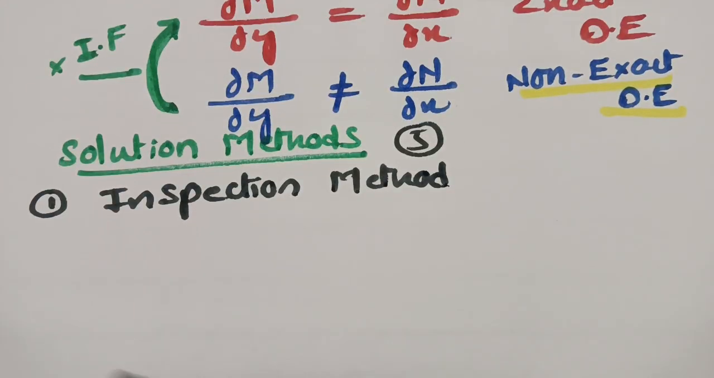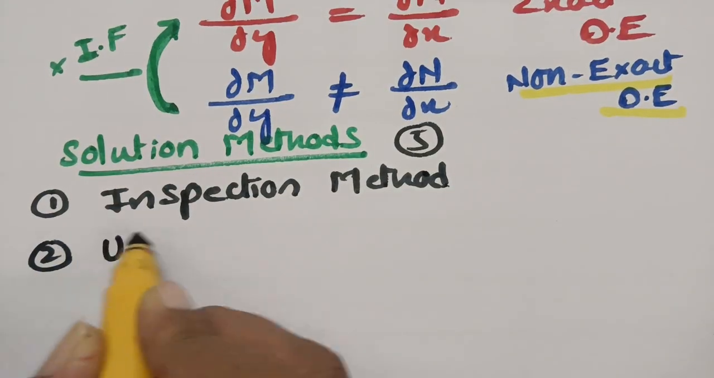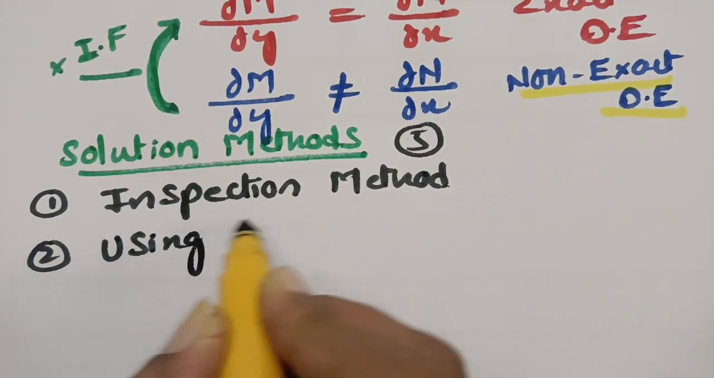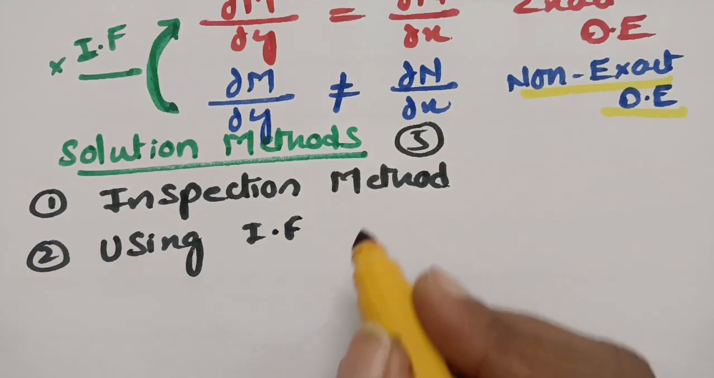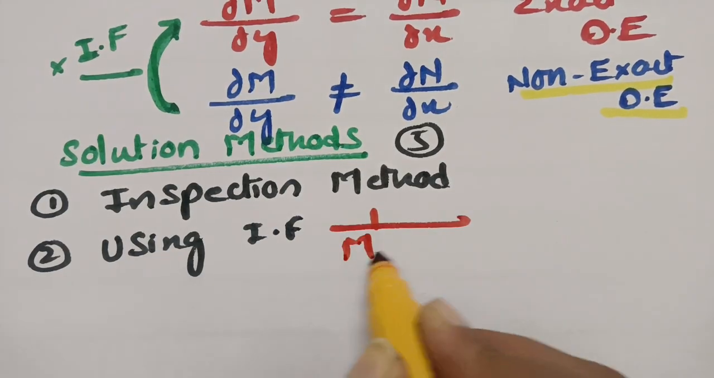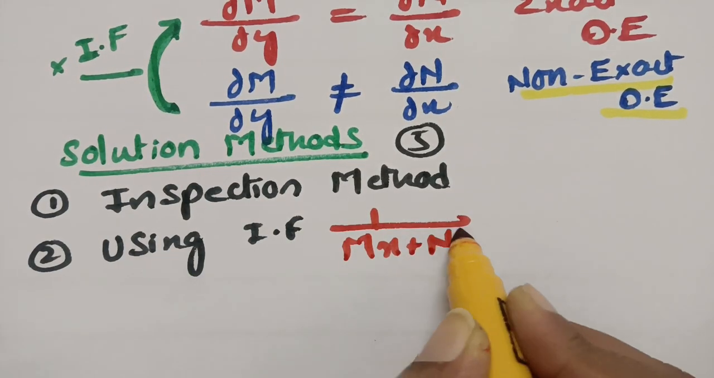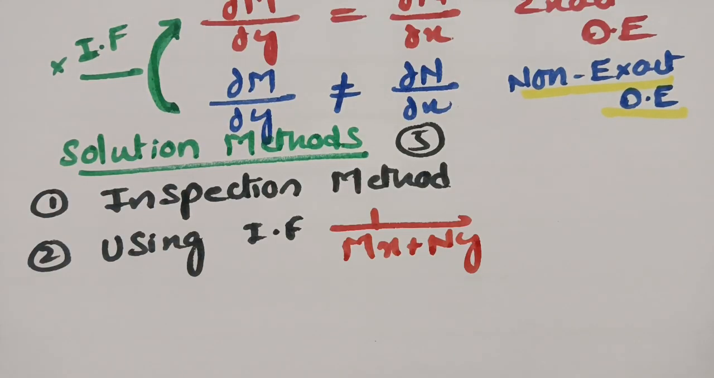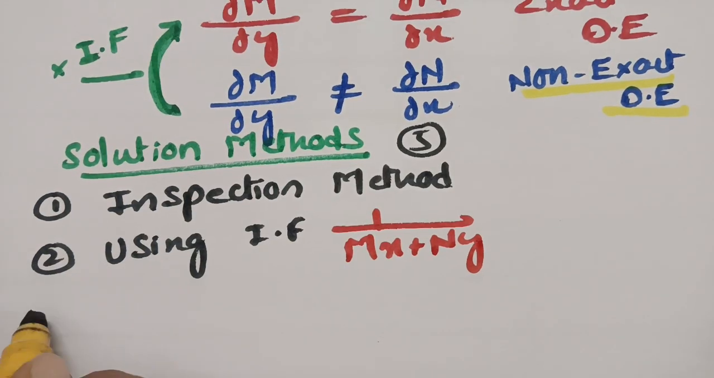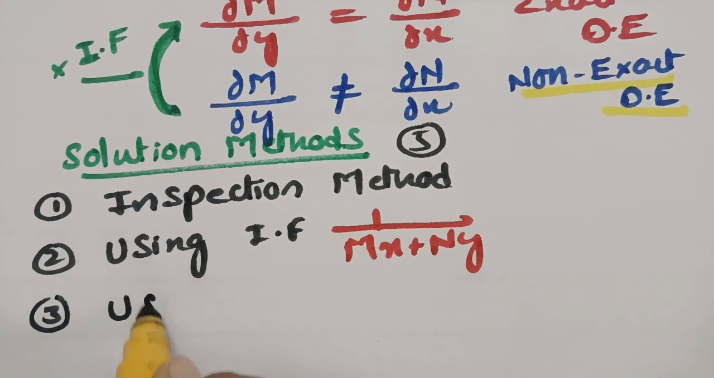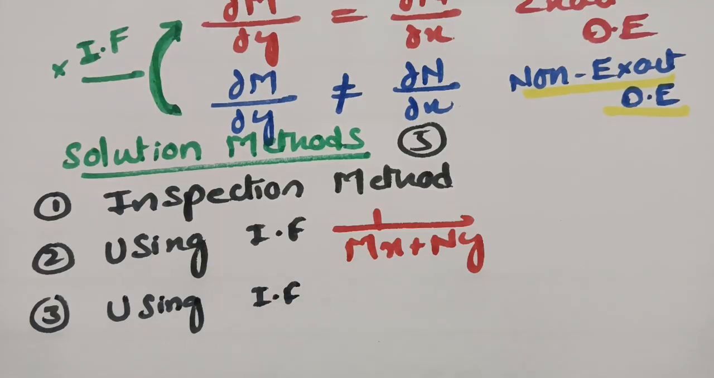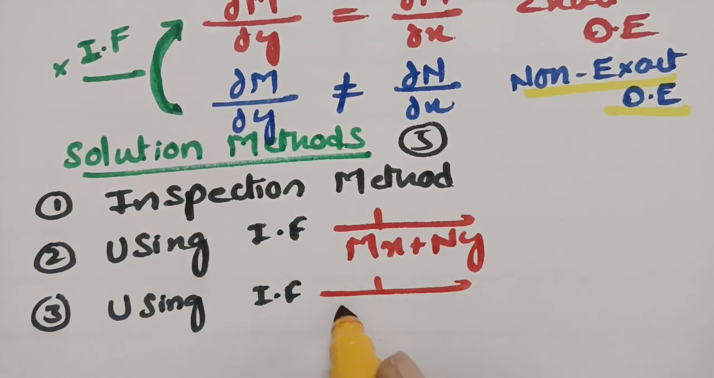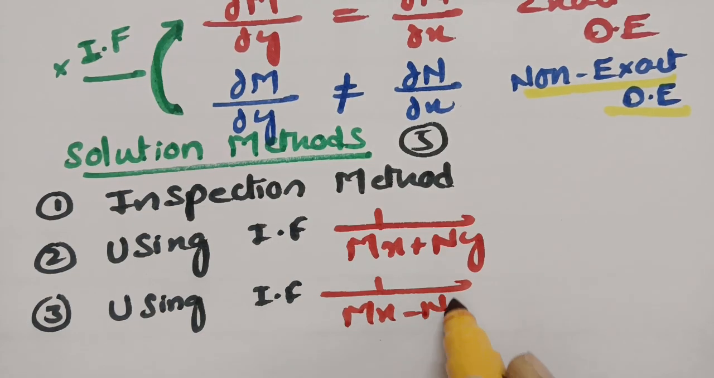The next one is using an integrating factor. Which integrating factor do I have to use? The first integrating factor is 1 by (Mx plus Ny). The next one is again using an integrating factor, and the third method is 1 by (Mx minus Ny).